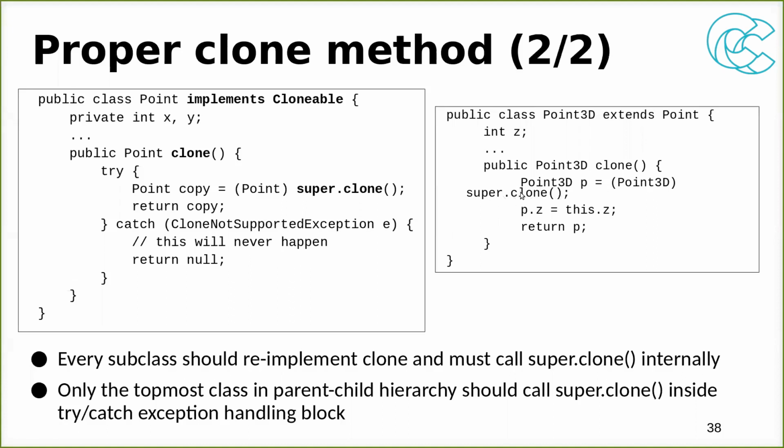In this case, the super.clone refers to the clone in the Point class, which already copies X and Y. Now you are simply doing it for the new variable, which is only in Point3D, which is Z. So you're saying p.z equals this.z. So you're replicating the state of the entire Point3D here. So the takeaway here is all the subclasses should basically re-implement the clone method.